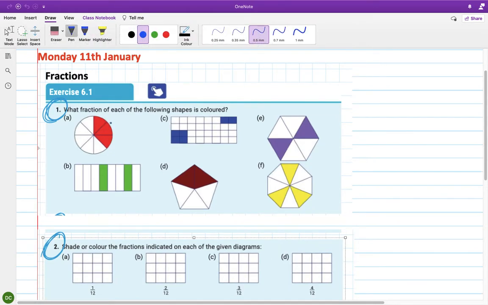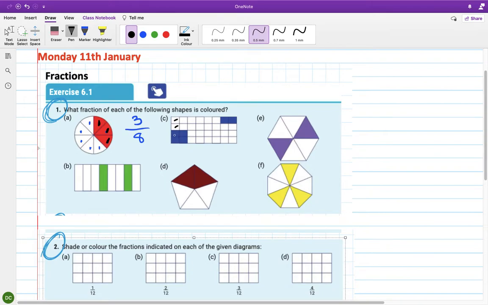So we need to count the amount of segments in total. 1, 2, 3, 4, 5, 6, 7, 8. And that becomes the bottom line of the fraction. So this circle is split into eighths. And then how many of those segments are coloured? 1, 2, 3 of them. So 3/8 are coloured in. Yeah? Okay, the next one.